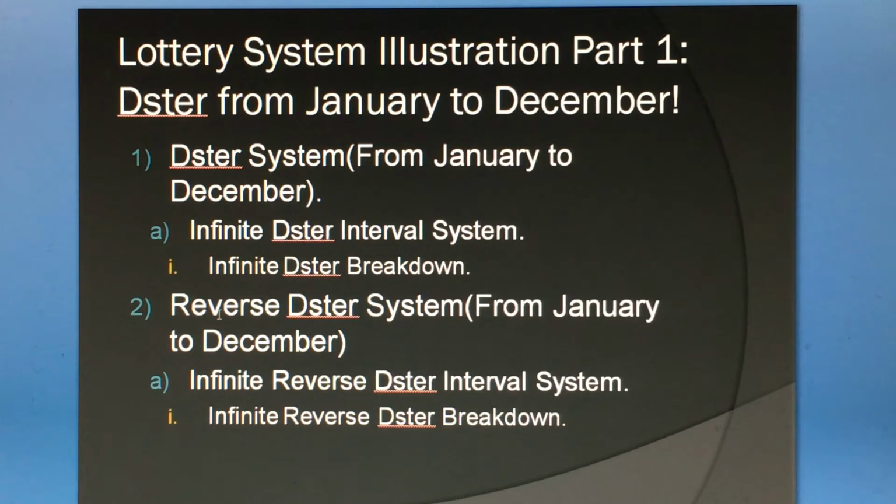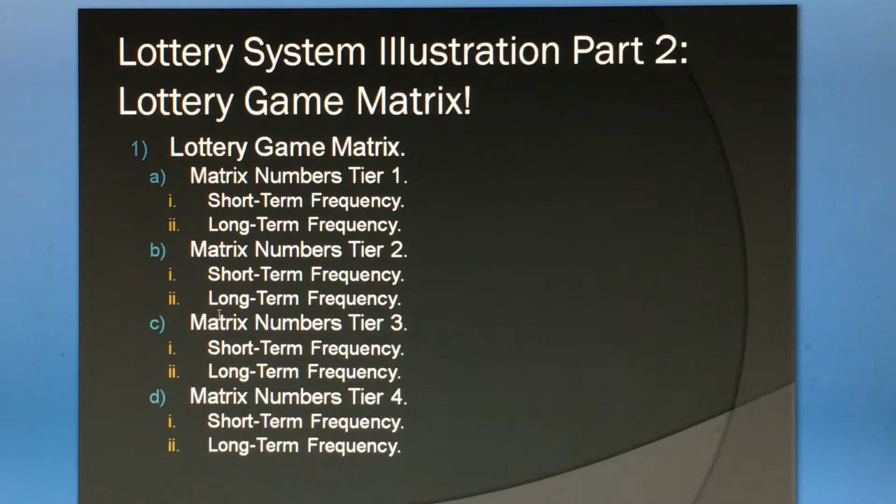And let's look at the illustration part 1. This is called coaching. And you can email me for the coaching part 1, 2, 3, 4, 5, 6, 7, or 8, or the whole package. Part 1 would detail the Dster system from January to December, infinite Dster interval system, and the infinite Dster breakdown. Also, the reverse Dster system from January to December. Part 2 will be the game matrix, tier 1, tier 2, tier 3, tier 4, short-term and long-term frequency.